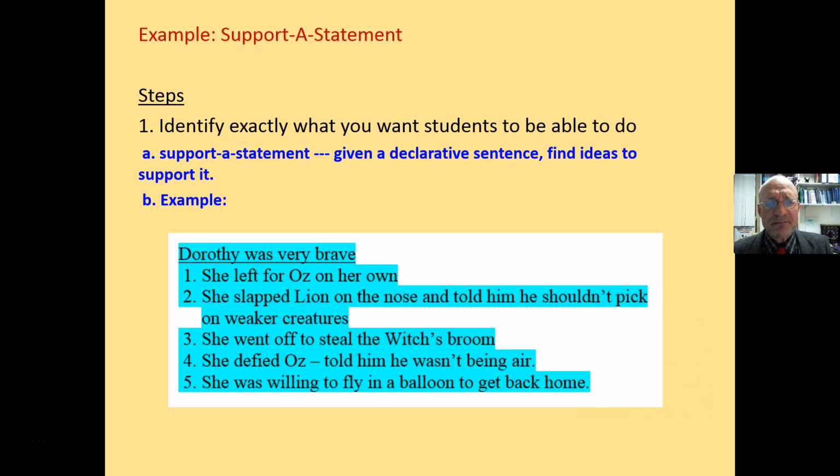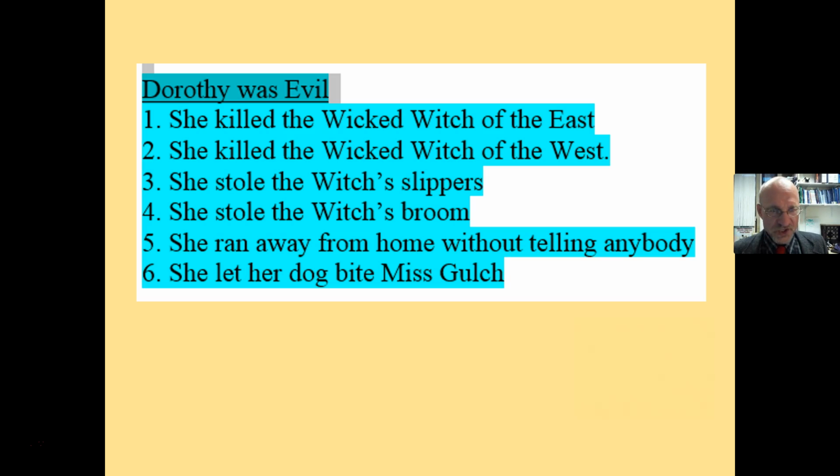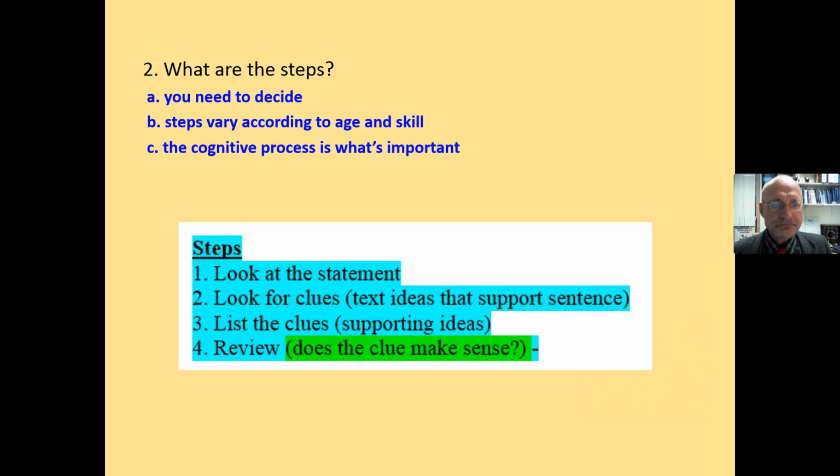Now here's an example of support a statement. This is a cognitive process. Identify exactly what you want students to be able to do. Given a declarative sentence, find ideas to support it. For example, in the movie Wizard of Oz, Dorothy was brave. Here are all ideas that support that statement. That's an example. Here's another one. Dorothy was evil. These are all ideas that support that statement.